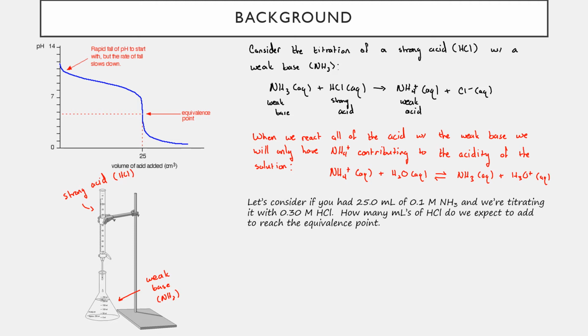So if we consider our example, how would we do two things: predict the amount of HCl necessary to reach the equivalence point, and also predict the pH at which we will see the equivalence point. So if we're doing that problem, the first thing we actually want to do is figure out how much HCl we expect to add.